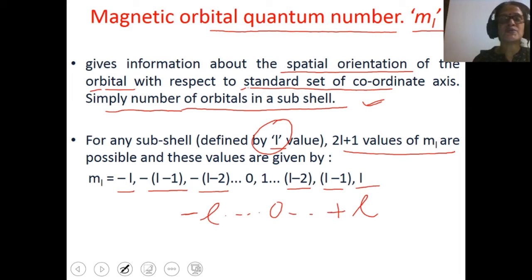Again, in a very simple way, I want to explain to you that ml is the magnetic orbital quantum number. It gives us the number of orbitals present in a subshell. n gave the information about the shell, l, the azimuthal quantum number, about the subshell, and ml, the magnetic orbital quantum number, informs us about the number of orbitals present in a subshell.